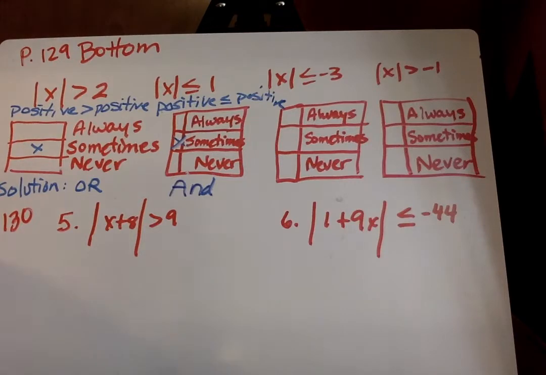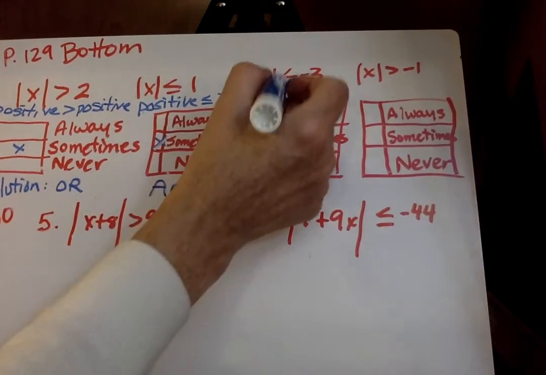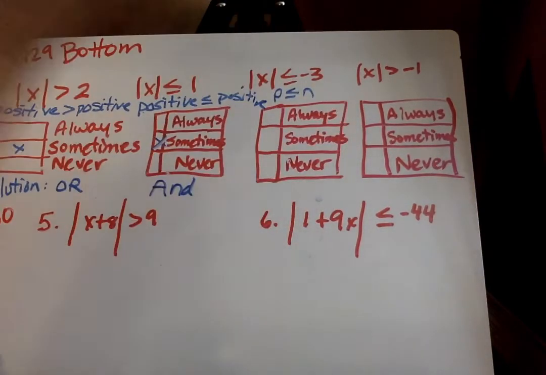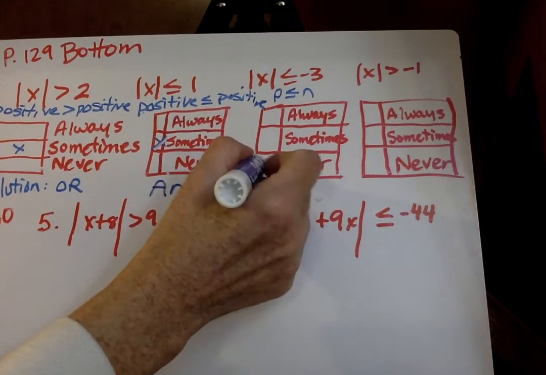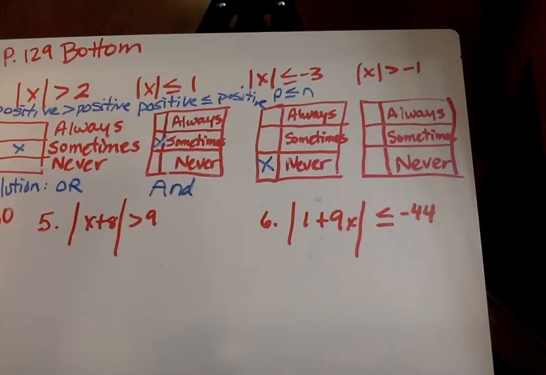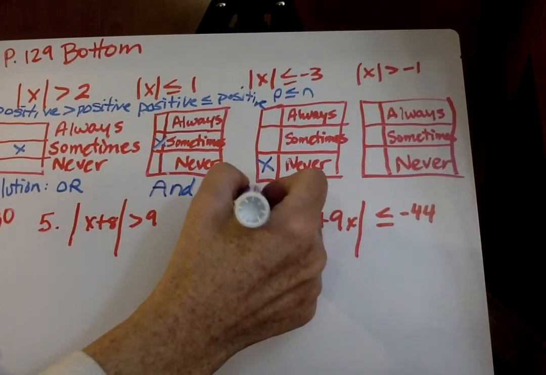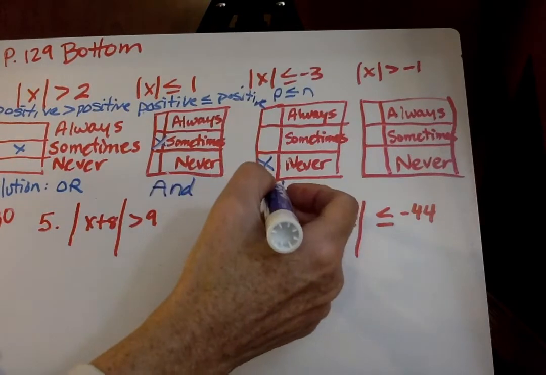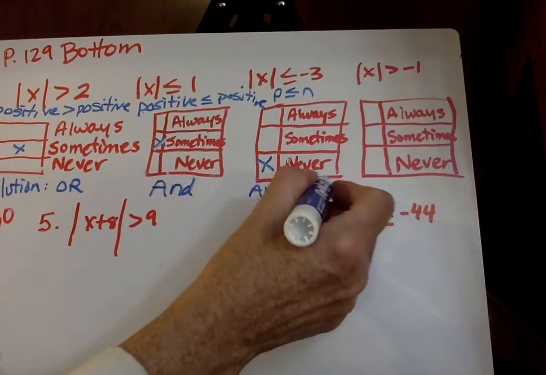Next, we go to absolute value of x is less than or equal to negative 3. So is positive less than or equal to negative? And the answer is, it is never. Okay. So if it's an and and you get a negative value here, then you will end up with an empty set.